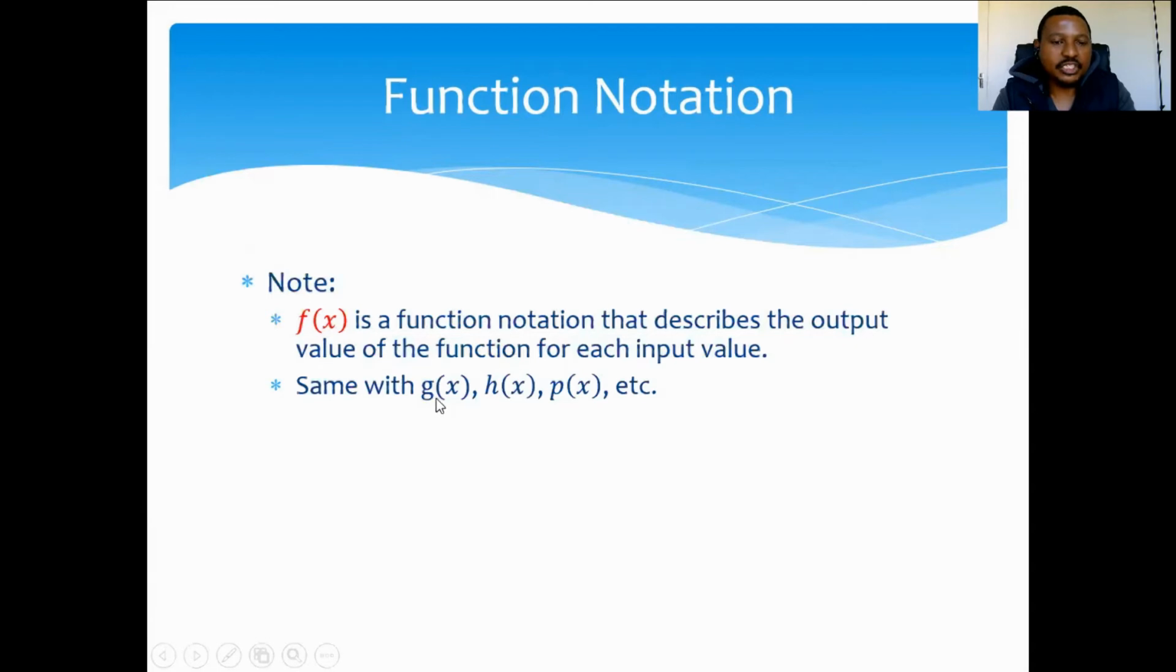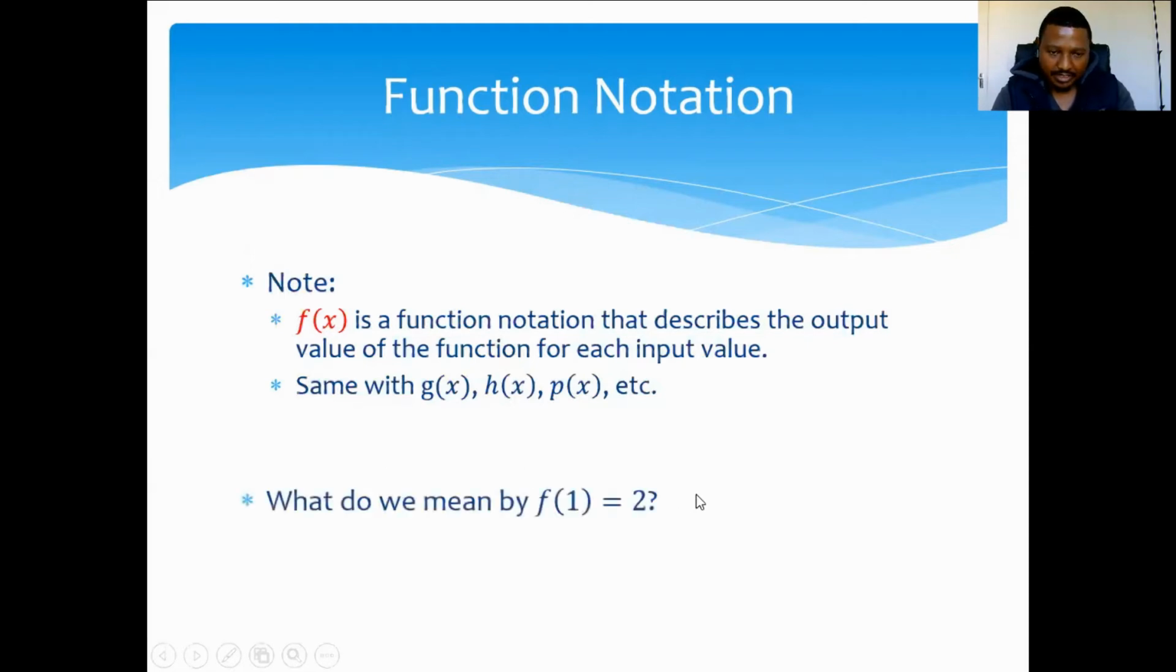All of these are the description of the elements of the range for each function. So if you're using g of x, that means it's a function depending on x. It's the value of y or the value of the range depending on the input, which is x. So that's what f of x is. It's not necessarily a function, but we use that to say f of x is a function. But the real meaning of f of x is that it describes the element of the range for each element of the input or of the domain. So that's what it is.